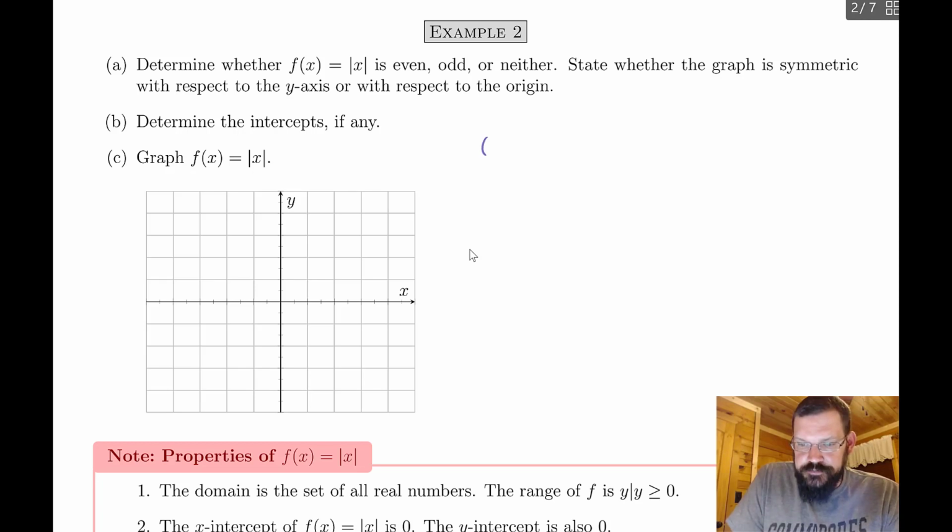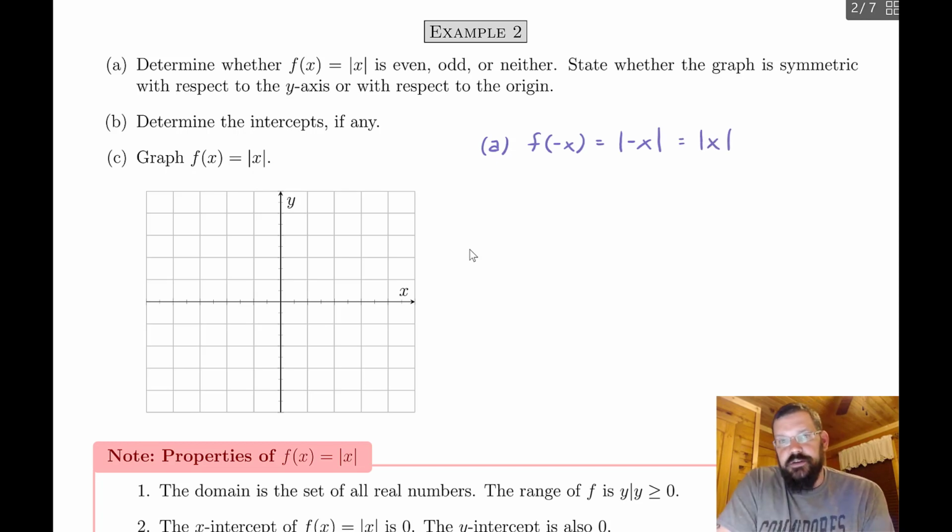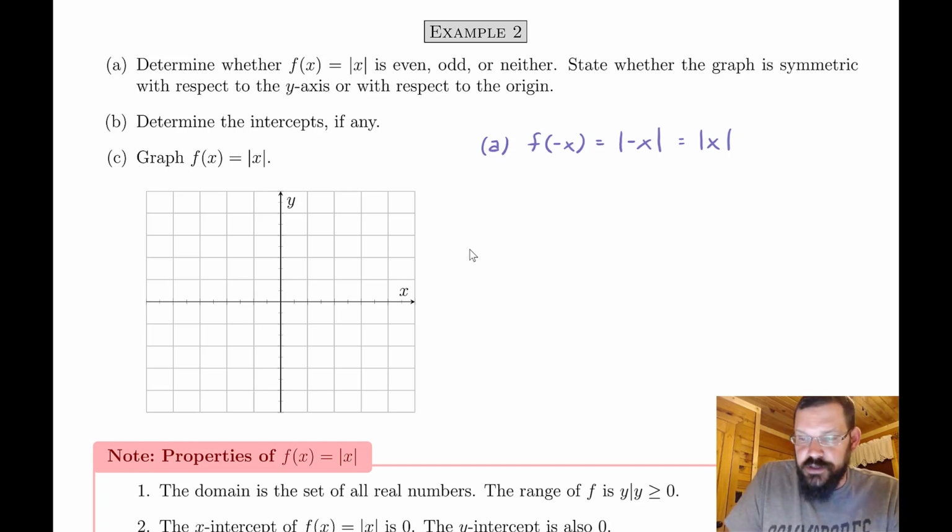So for part A, we want to determine whether it's even, odd, or neither. So that is where we evaluate the function at the opposite of x. The absolute value of -x is the absolute value of x. So that is the exact same function that we started with. So if it is the same function, then remember that means it is even, and it has y-axis symmetry.